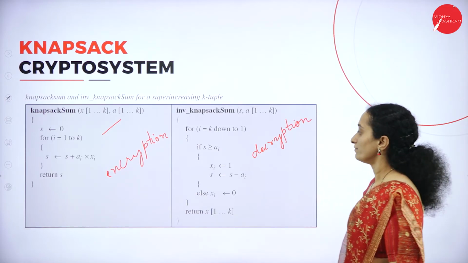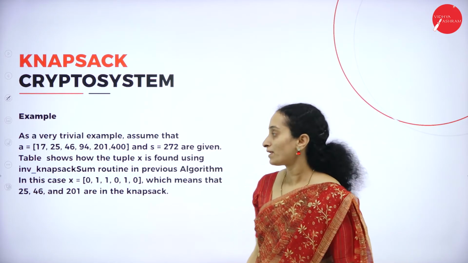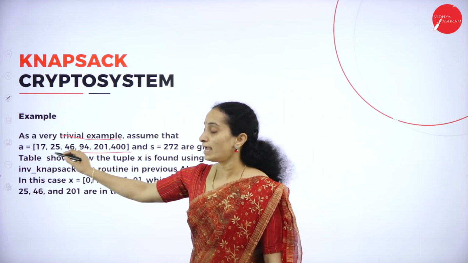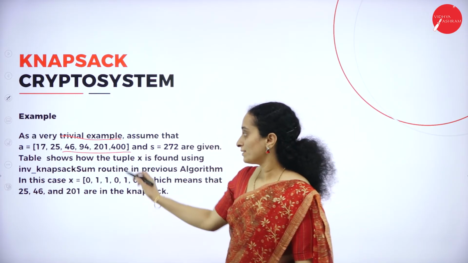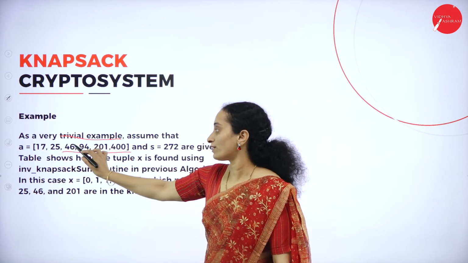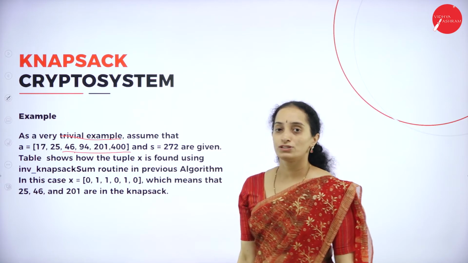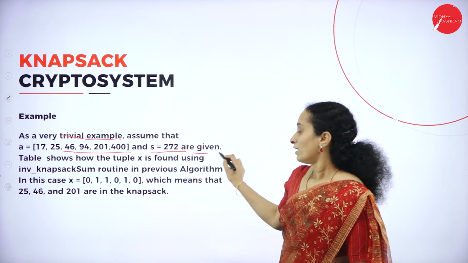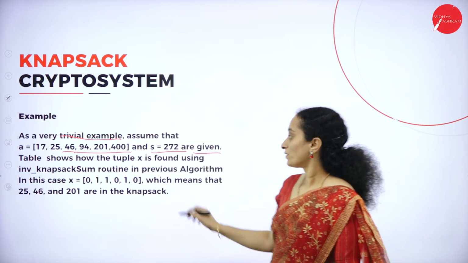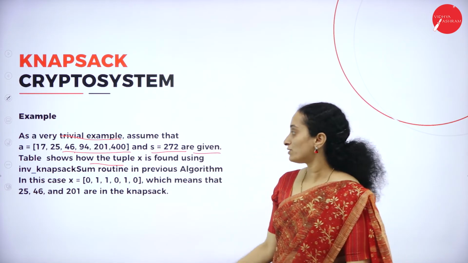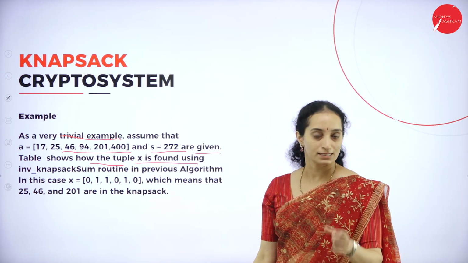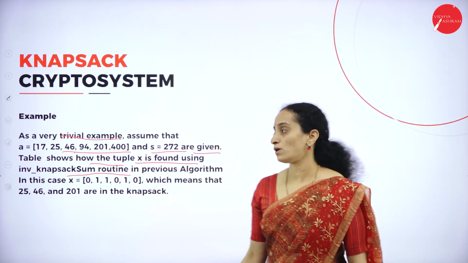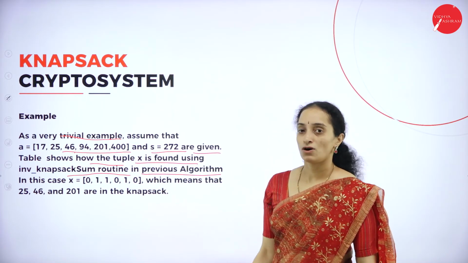Okay, so now we have an example. We take a trivial example. We assume that, as we said, A is a predefined set. It will have the values 17, 25, 46, 94, 201 and 400. And S is 272. It has been given. Okay, there is a table which shows how the tuple x, that is the plain text, is found using the inverse knapsack sum routine in the previous algorithm.